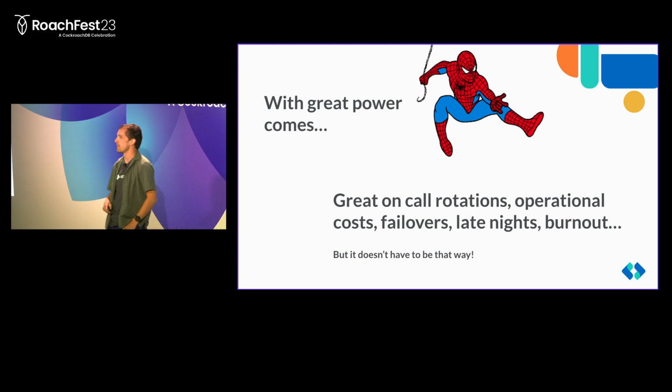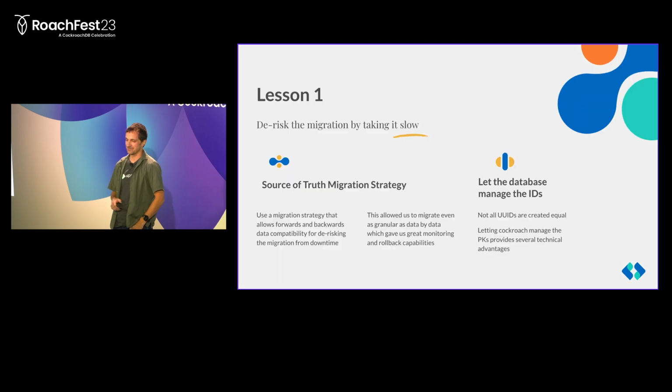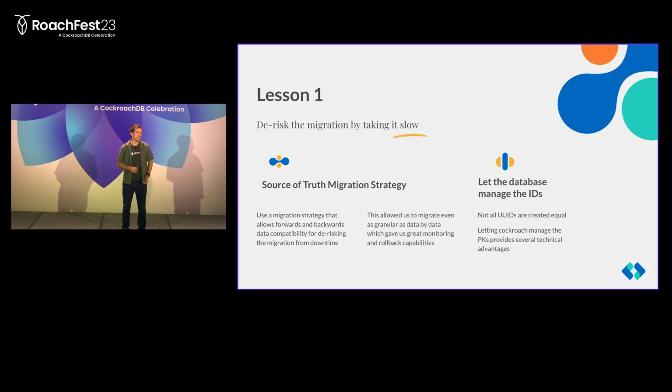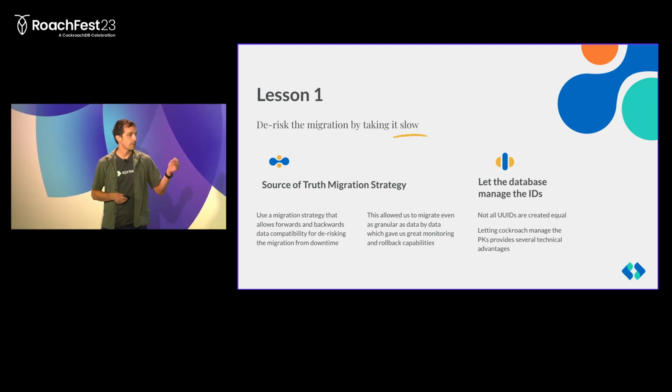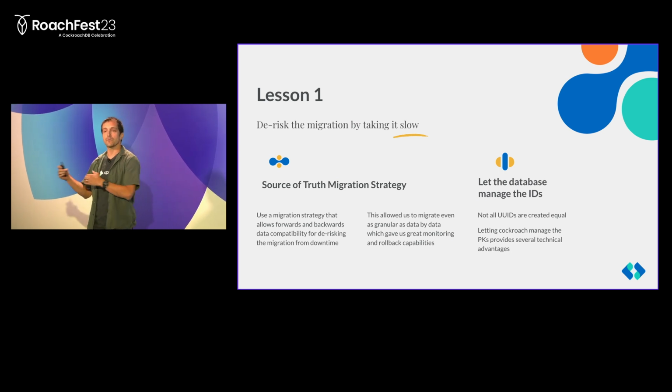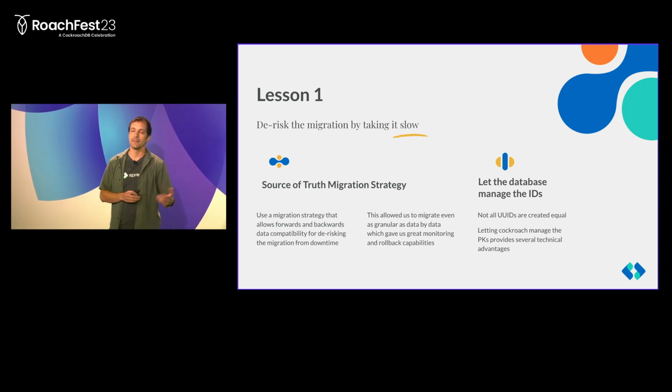So this is a little bit about the migration that we'll get into. Lesson 1 is to de-risk the migration by taking it slow. Remember that this is a journey we chose to go on, not a necessity. So for our application data, we came up with a strategy that I like to call the source of truth migration strategy. Alongside the modeling of our data, remember that we're going from schemaless to schema'd, so we needed to model our data, and we wanted to make sure it was right.